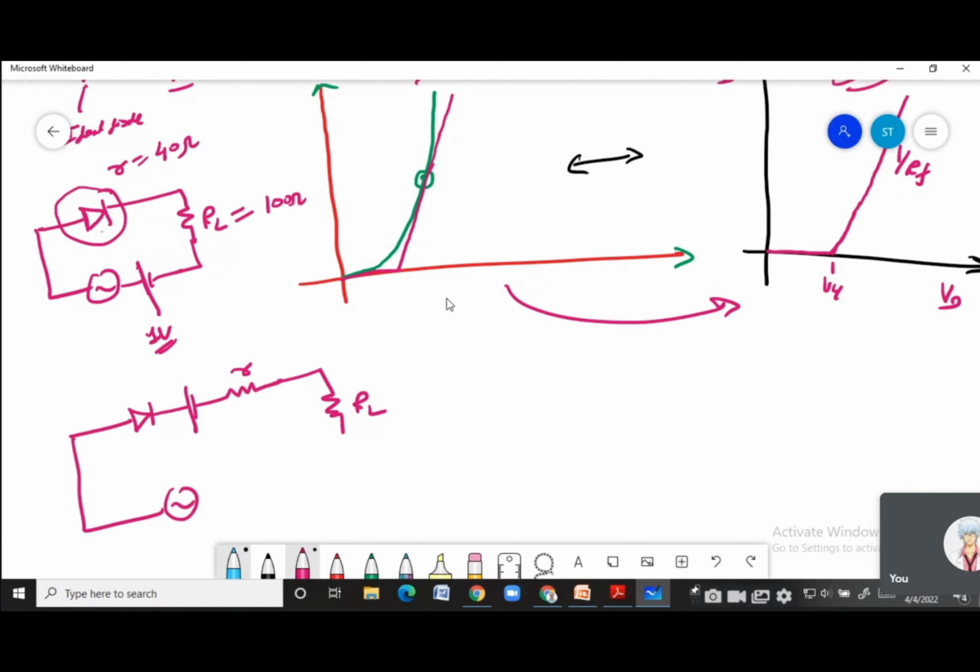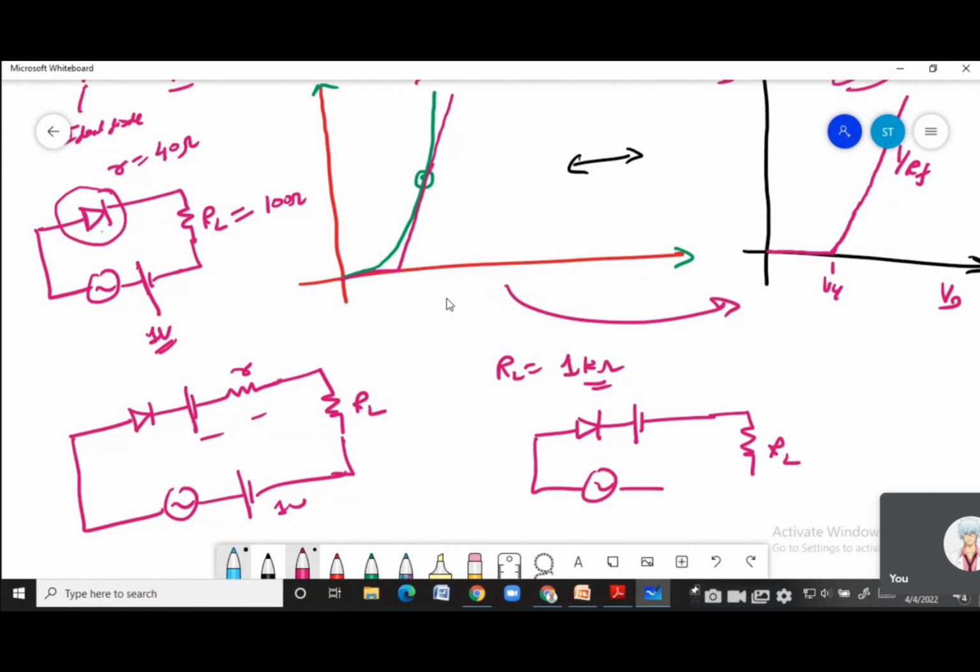But at the same time, suppose I say that RL is equal to 1 kilo ohm. So 1 kilo ohm is 1000 ohm and the dynamic resistance of the diode is 40 ohm. 40 ohm can be neglected in comparison to 1 kilo ohm, which is 1000 ohm. So in that case, I model this diode as an ideal diode along with a cut-in voltage, and I remove this dynamic resistance of the diode. So I'm only worried about the load resistor, the power supply, and the external supply of 1 volt.